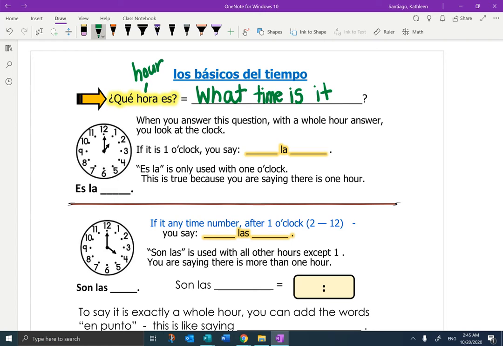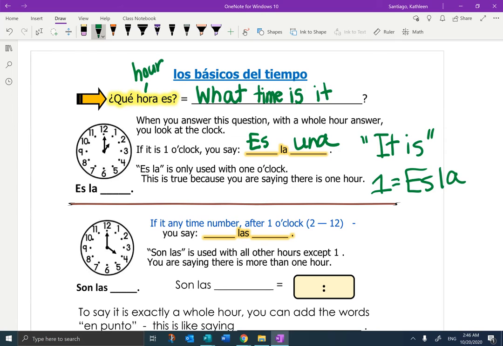When you answer this question with a whole hour answer, you're going to look at the clock. If it's 1 o'clock, then you're going to say es la una. And we use the beginning es la only with 1 o'clock. So es la is the beginning of saying it is. For 1 o'clock, that's going to equal es la. That's true because you're only saying that there is 1 hour. Es la una. Una hora. Okay, so 1 o'clock, es la una.